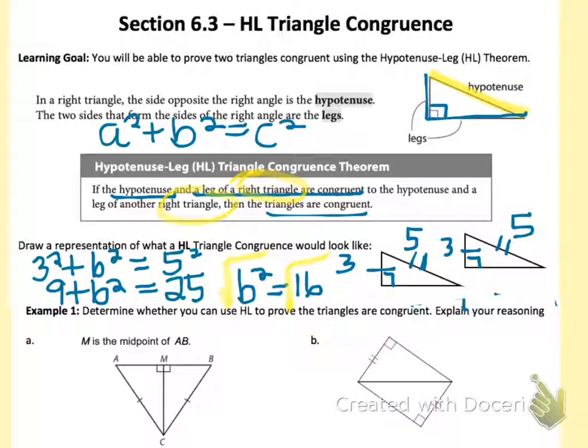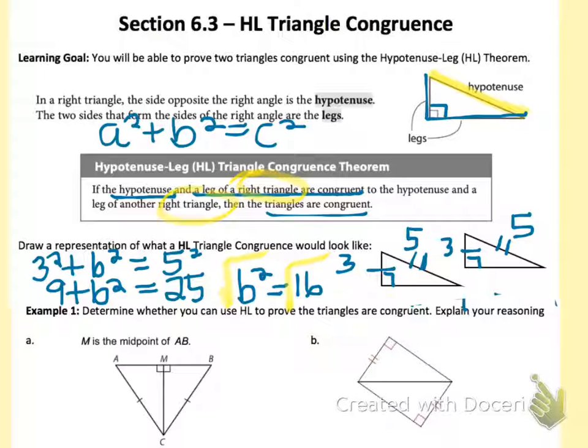It says to determine whether you can use HL to prove the triangles are congruent. Explain your reasoning. A lot of times explaining your reasoning just involves labeling the drawing and stating a theorem that says they are congruent. A real formal explanation is a proof. They're not asking us to prove something here.